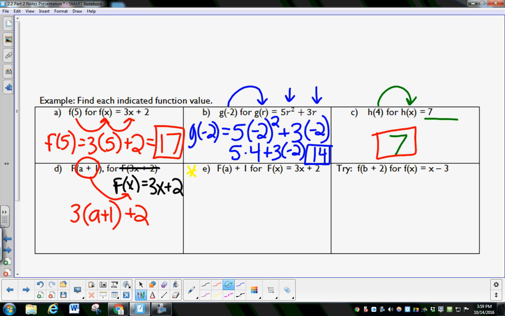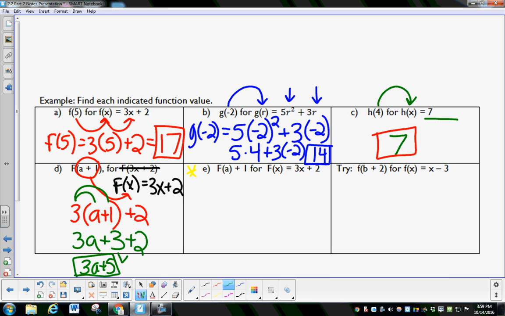Let's distribute first. So 3 times a is 3a. 3 times 1 is 3. And then we have this plus 2 on the end. And we can simplify that a little farther because we can combine our two constants, 3 and 2. So we have 3a plus 5. And we can leave that as a solution here because we don't have anything to input for a. It just told us to replace x with a plus 1.